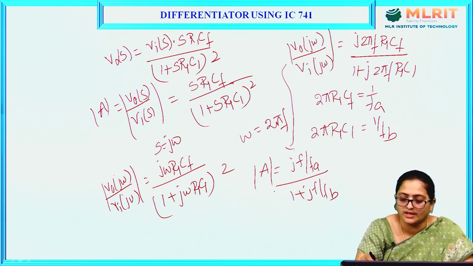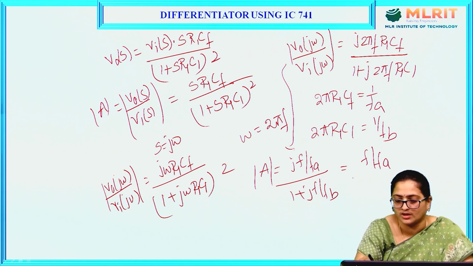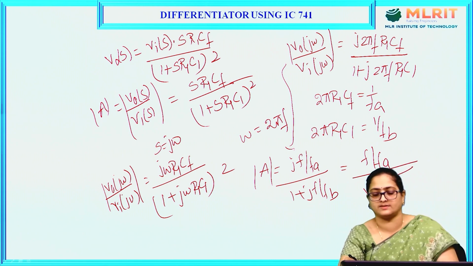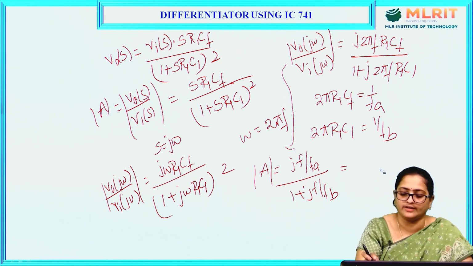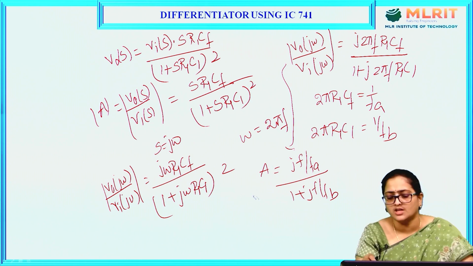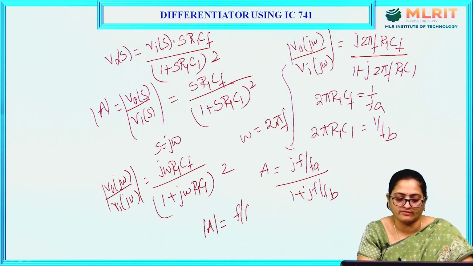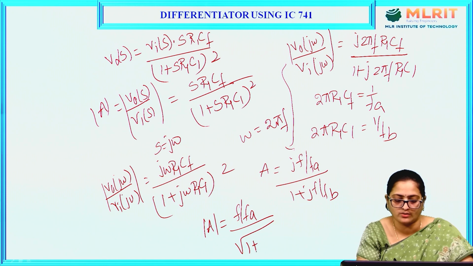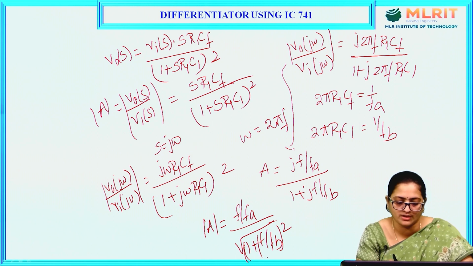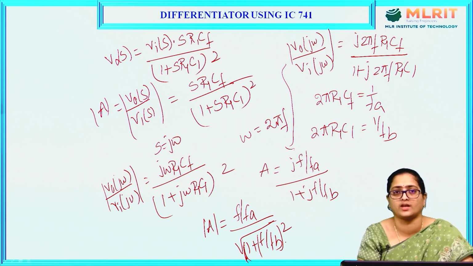The magnitude of gain you can write as f by Fa divided by root over 1 plus. So this is where I haven't applied a magnitude. But now if I apply the magnitude, we got A equals j f by Fa divided by 1 plus j f by Fb. So the magnitude of gain can be given as f by Fa divided by root over 1 plus f by Fb whole square. So the gain is given as f by Fa root over 1 plus f by Fb whole square.